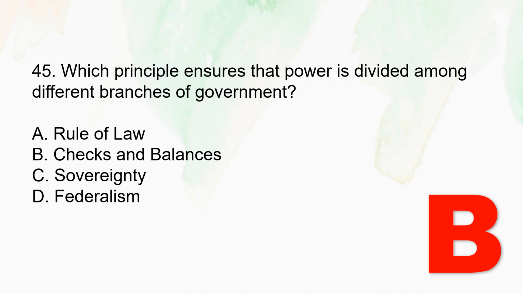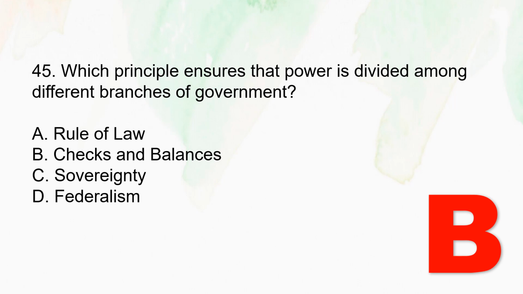Okay, the best answer is letter B. Checks and balances. Checks and balances prevent any one branch of government from becoming too powerful by allowing oversight from each branch. So each branch should check one another. That's checks and balances. Now, for rule of law, this means that laws apply equally to all citizens.